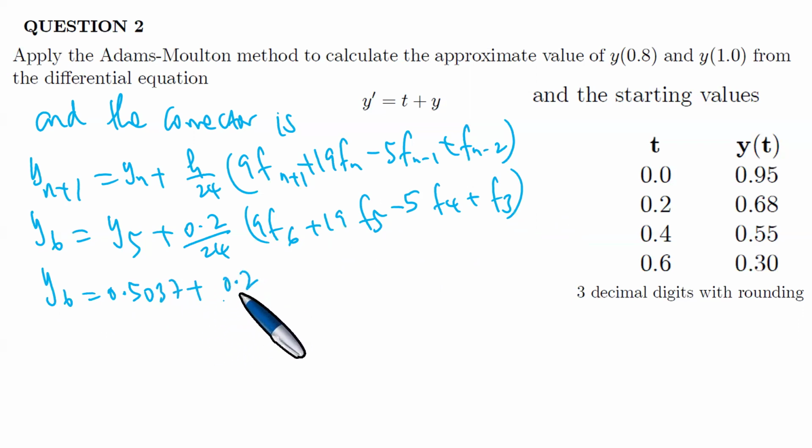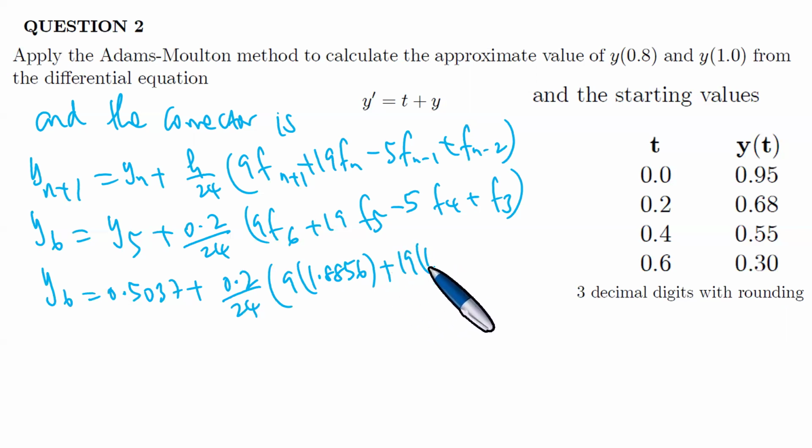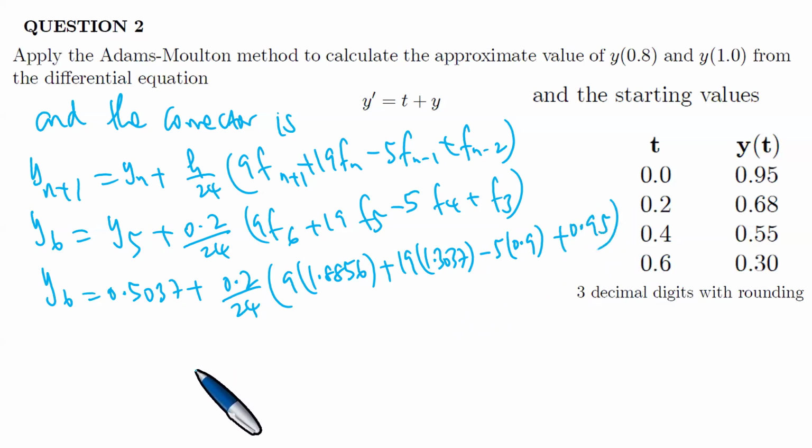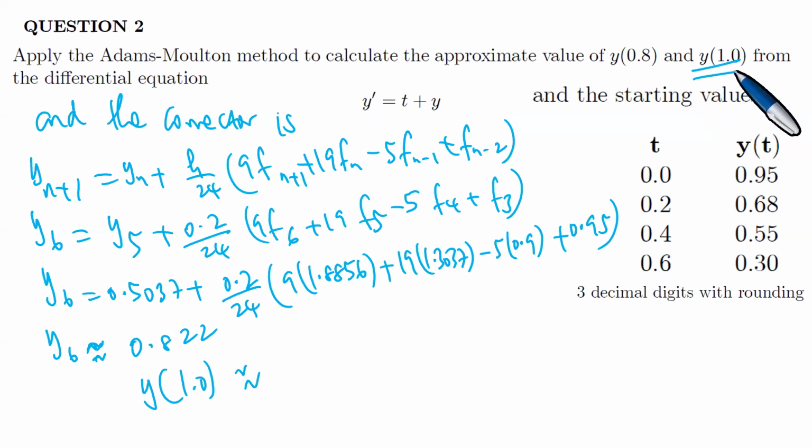0.5037. 1.8856. 1.30. 0.9. 0.95. Y6 is 0.822. This is the corrector, and this means that y8 at 1.0, which is what we're supposed to estimate, is 0.822. We saw that using the Adams-Moulton.